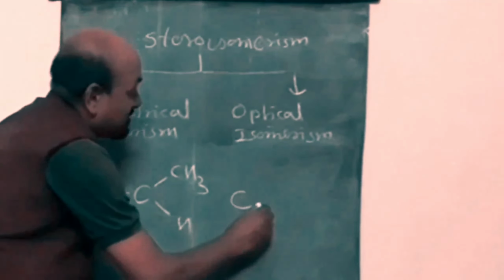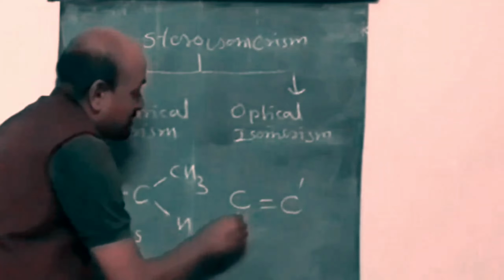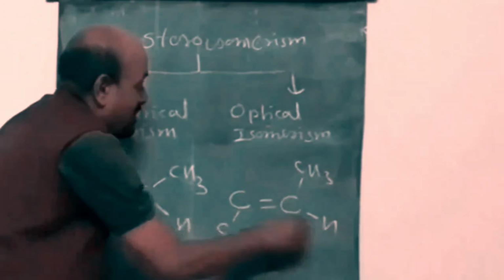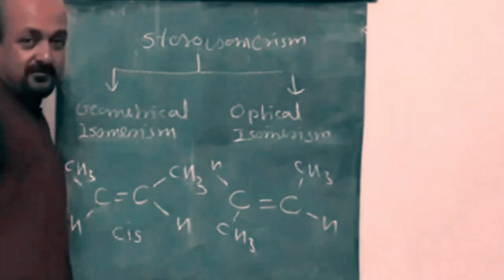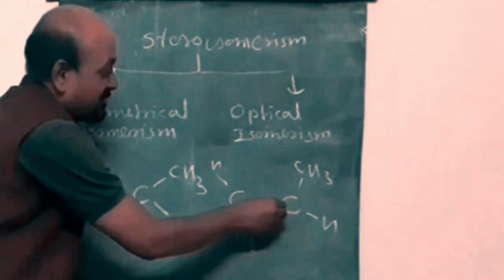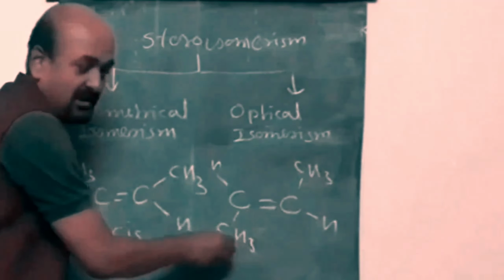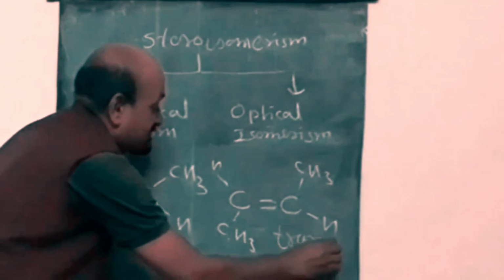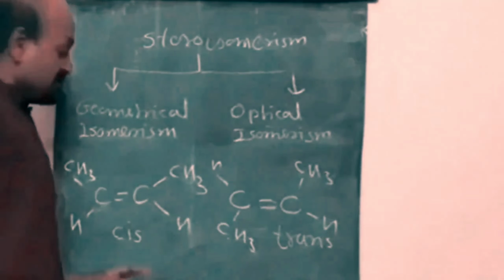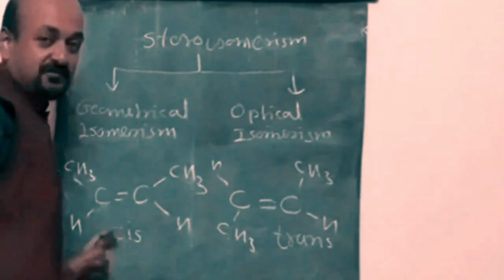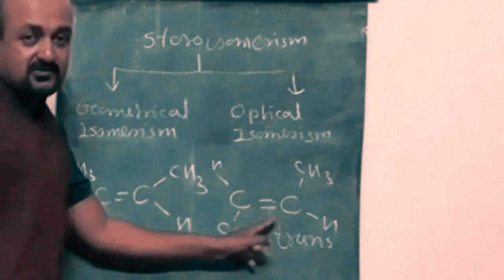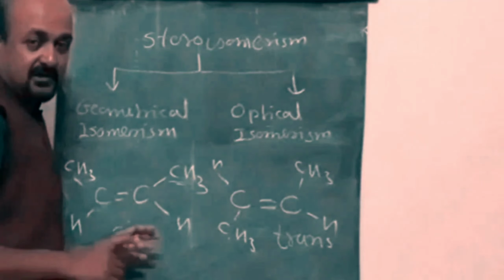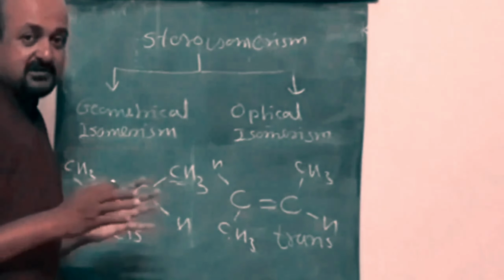Whereas if the methyl groups lie on the opposite side of the double bond, you see here, this is the double bond, these two groups lie on opposite sides. So this form is known as the trans form. So this is the cis isomer and this is the trans isomer, because there is no free rotation about the carbon-carbon double bond. That's why the position of the group is fixed in space.